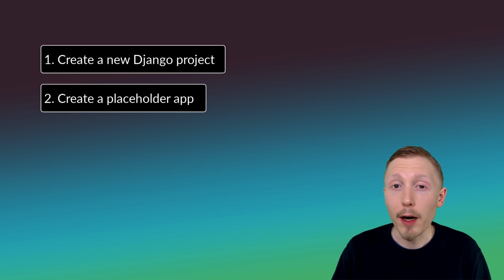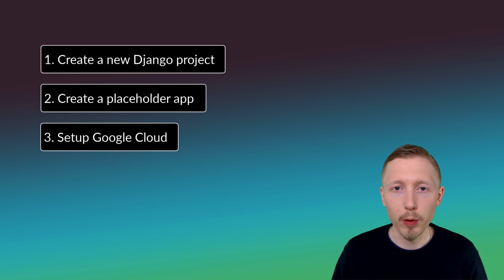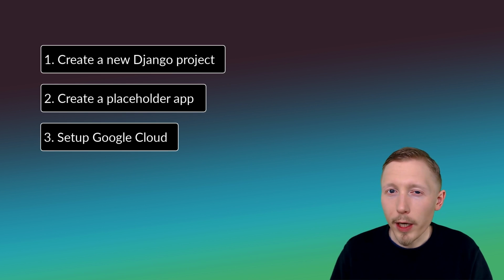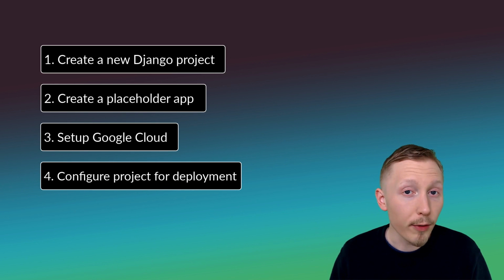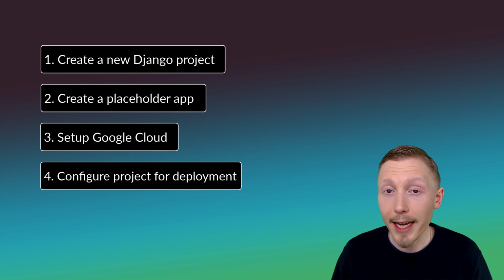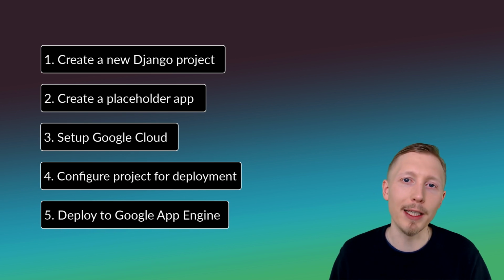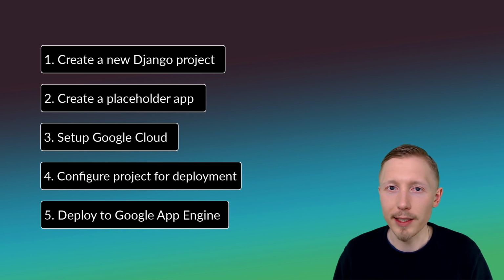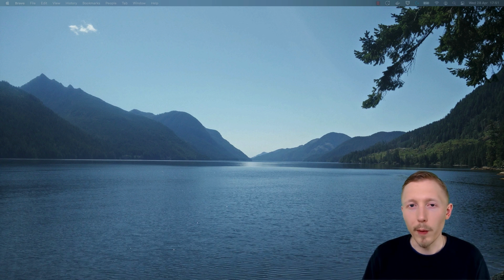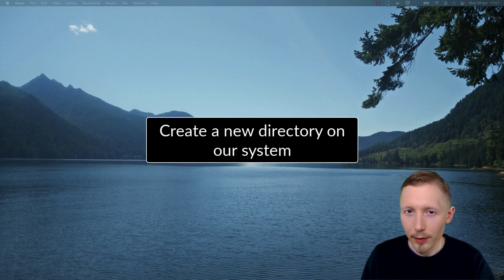Then we're going to set up our Google Cloud account so that we can deploy to Google App Engine. And then we're going to be configuring our project for deployment to Google App Engine, again using Docker. And finally, we're actually going to deploy our app to App Engine. Let's get started.